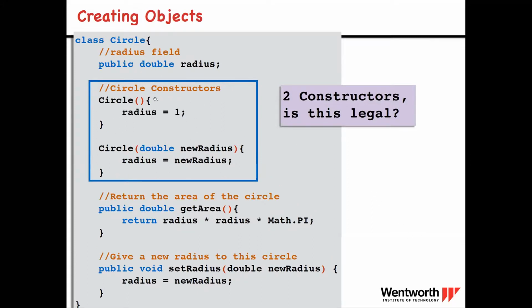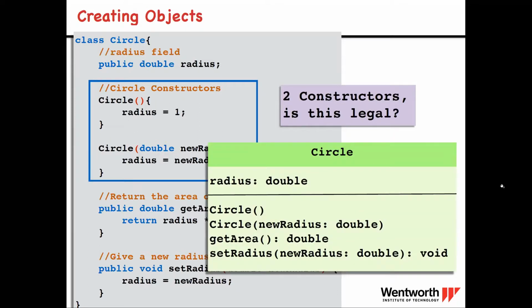So to fix that, I could set radius equals 1 in the constructor that takes no parameters. So now if I use circle with no parameters, it sets a radius of 1. If I use the constructor with a parameter, it sets the radius to whatever value I send in. This is a much better way to write this class, making sure that I initialize the radius in all of my constructors. The UML diagram for this would look like this. We still only have one radius. Here we see two constructors, one with no parameters, one with a single double parameter, and then we have our set area and our set radius.